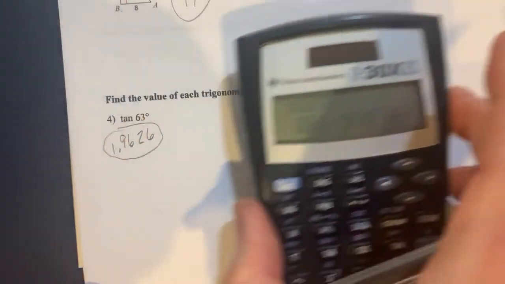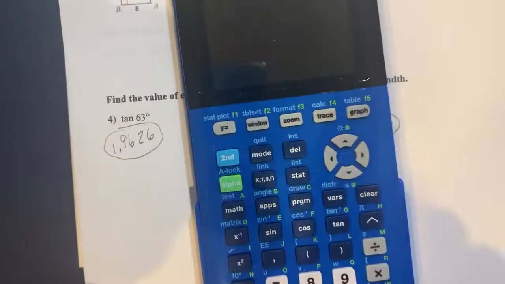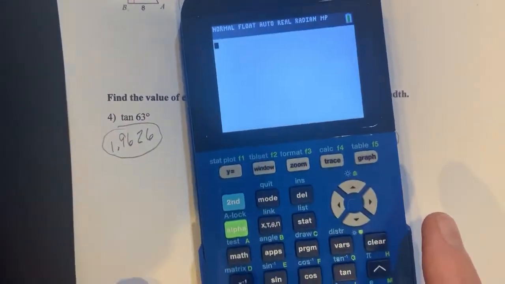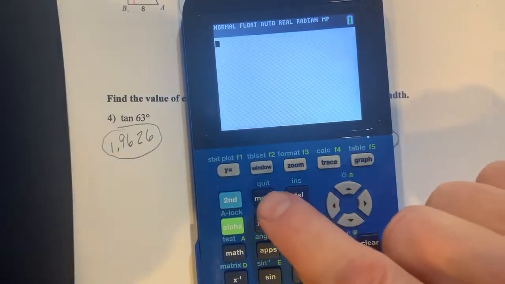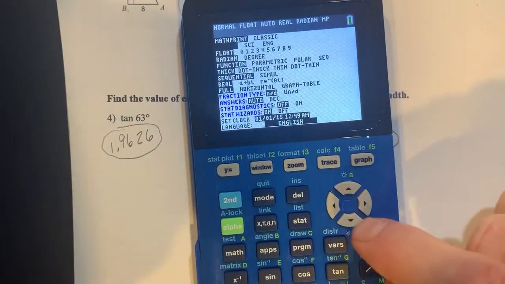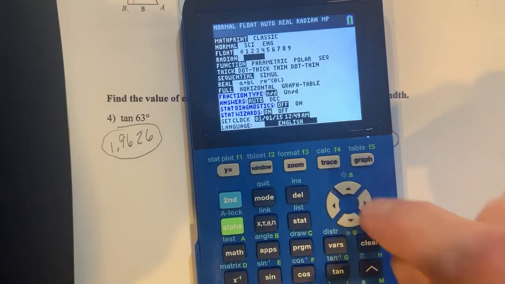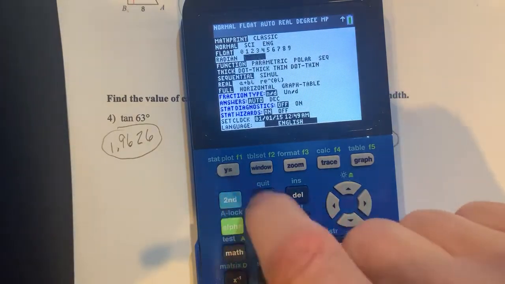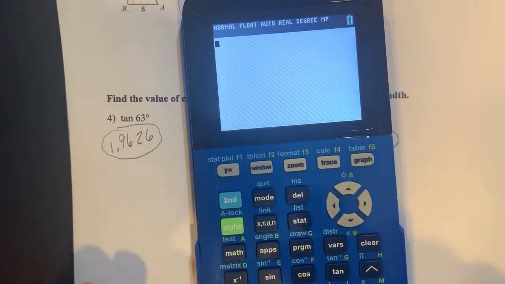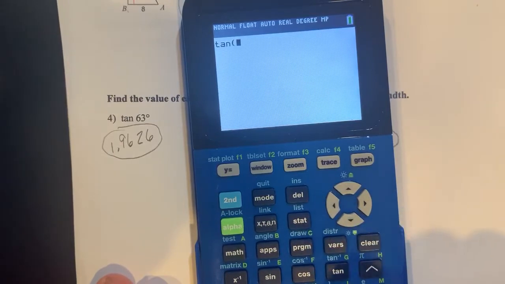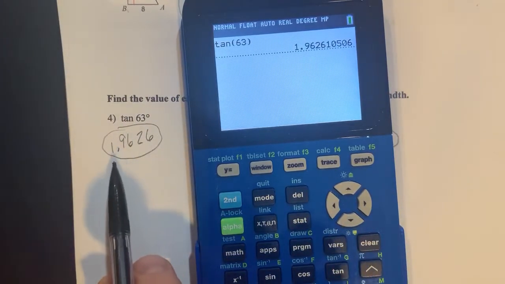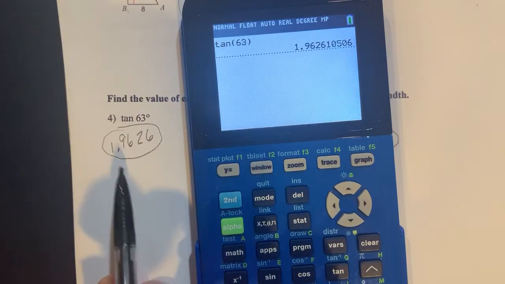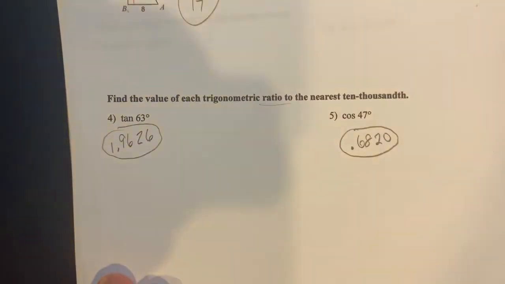Now, if you have a calculator like this, like Connor Dove does, the first thing he's going to have to do is go to mode and change it from radian to degree mode, if he hasn't already. So now we're in degree mode, and I would do the same thing. So let's go tangent 63, and I get that same answer. Okay, just so you know.